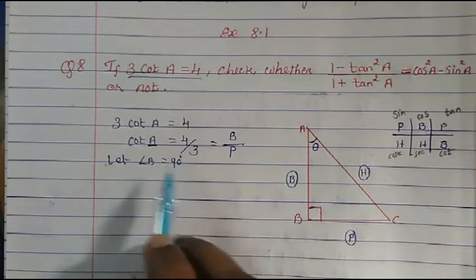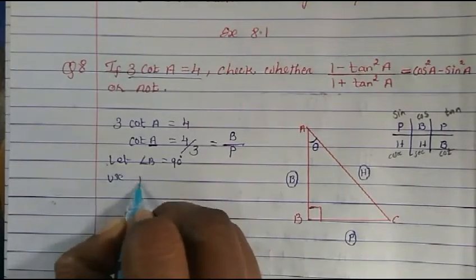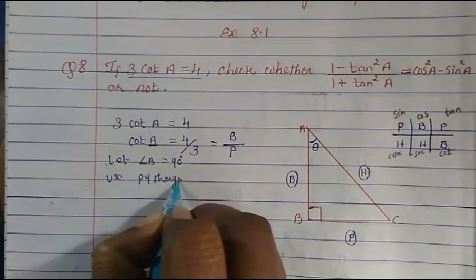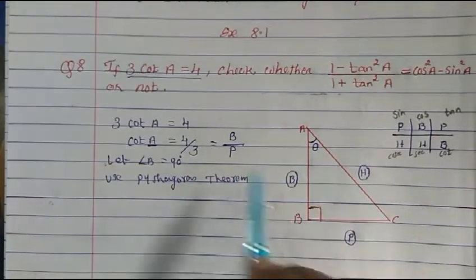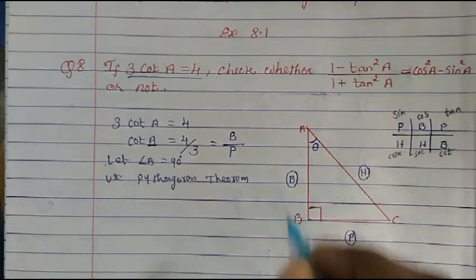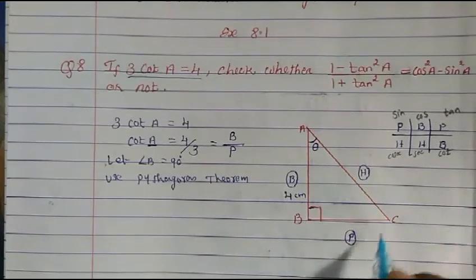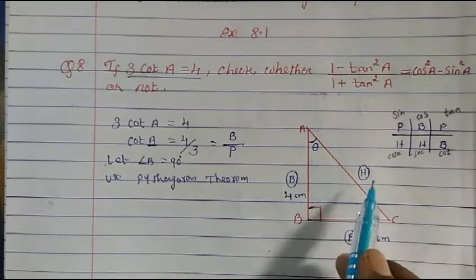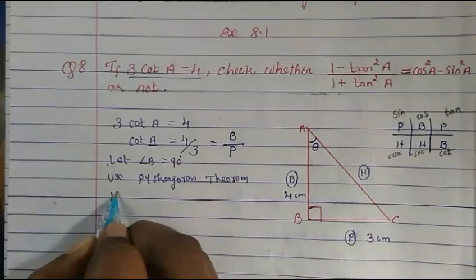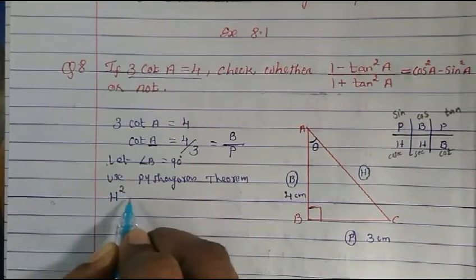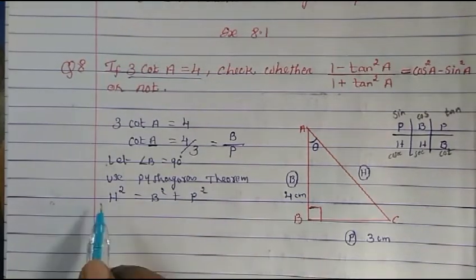Now let us use Pythagoras theorem, because we know base is 4 centimeter. So this is 4 centimeter. Perpendicular is 3 centimeters. So this is 3 centimeters. We have to find the hypotenuse, so using Pythagoras theorem we will find it. Pythagoras says hypotenuse square is equal to base square plus perpendicular square.